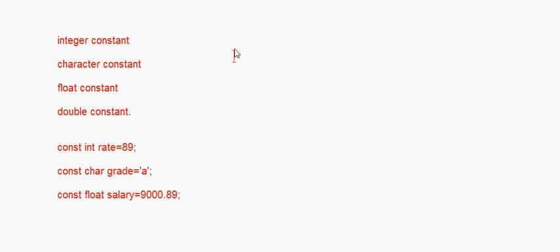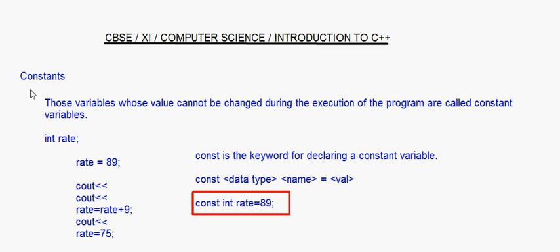If the value of the constant variable is changed during the execution of the program, it will give a compilation error. That is, the user is not allowed to change the value of a constant variable. Fine. So this is all you need to know about the constant variables in C++.